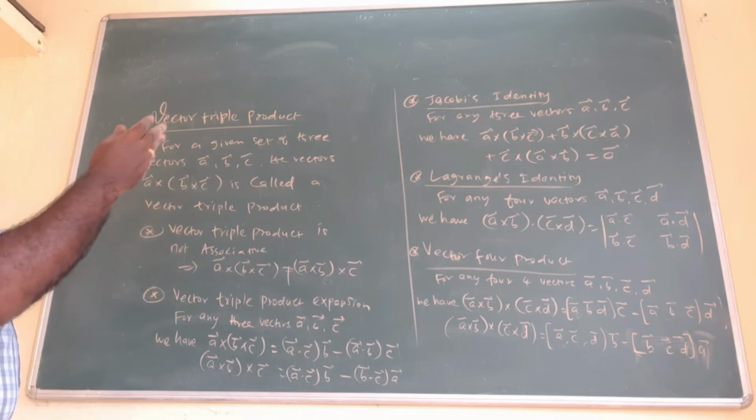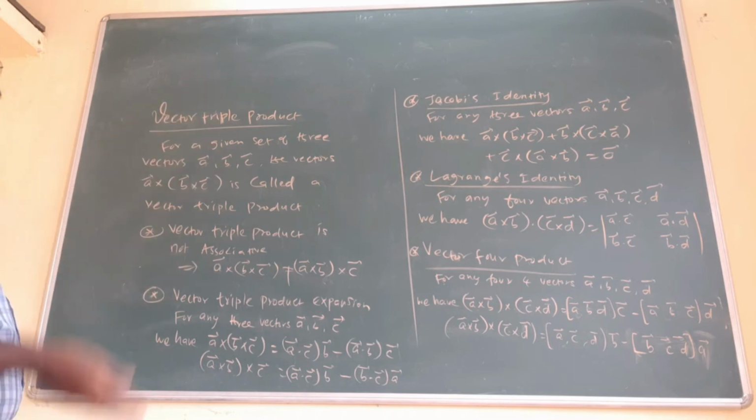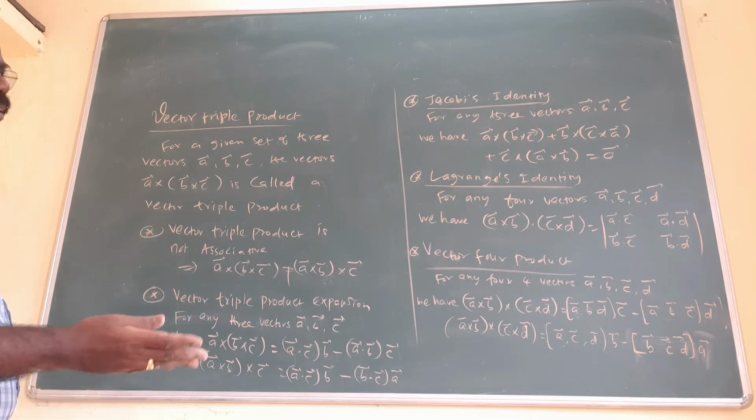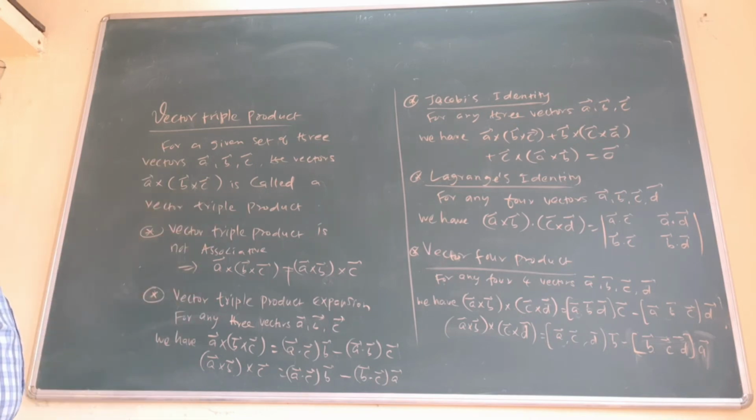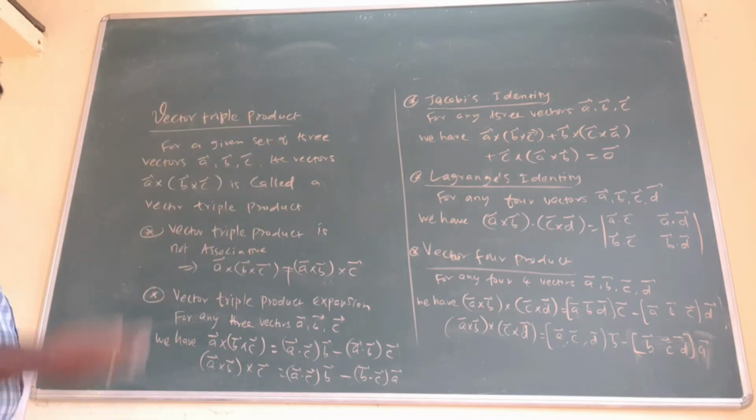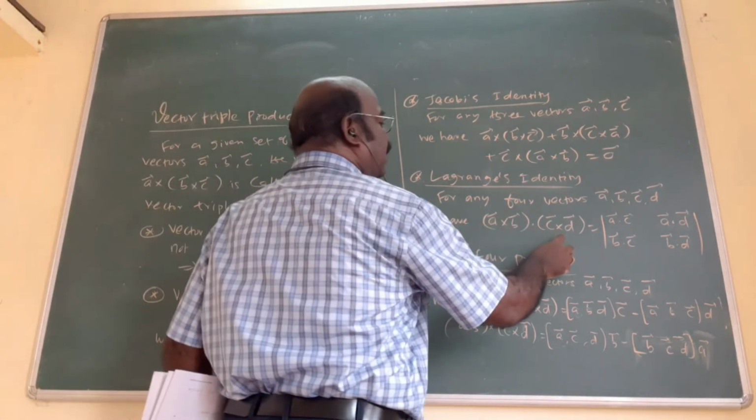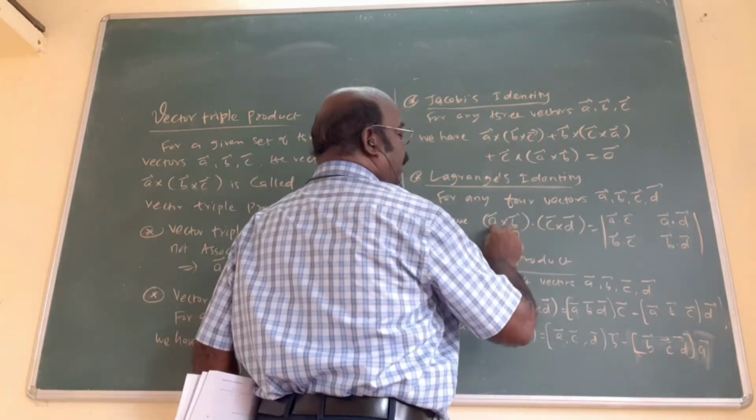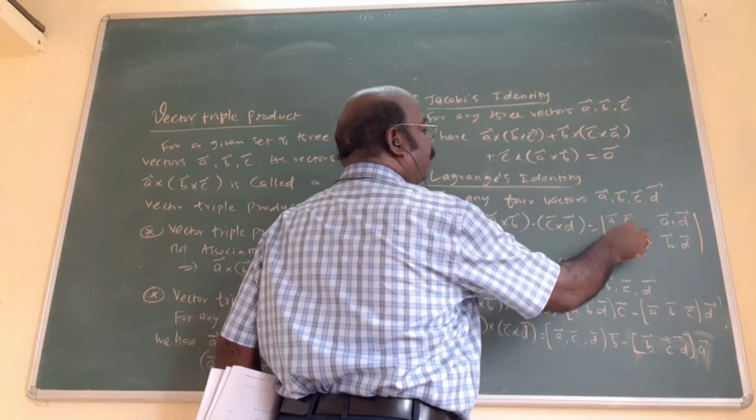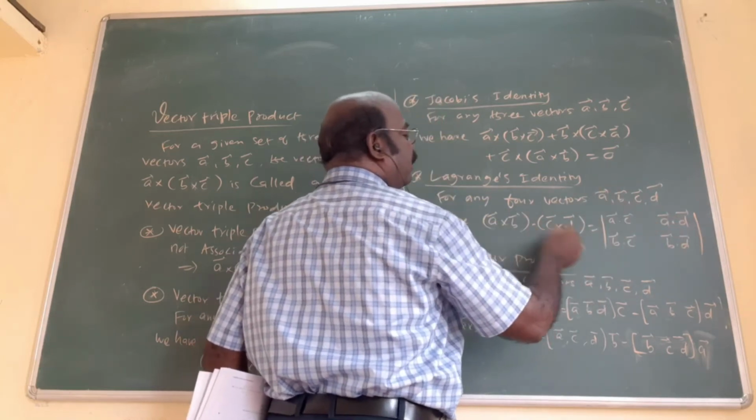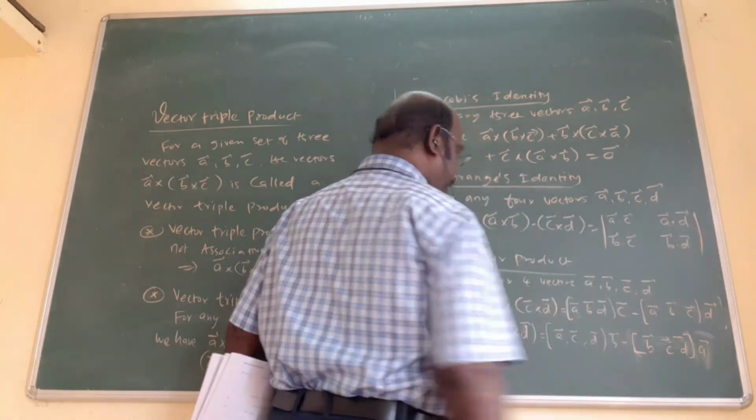Now, Jacobi's identity. That means what? A cross (B cross C) plus B cross (C cross A) plus C cross (A cross B) equals the zero vector. By using this formula, after simplification, we get the answer zero. That is Jacobi's identity. Lagrange's identity means (A cross B) dot (C cross D), a very simple concept. First with first, first with second, next with first, next with next. In this way we get the answer.